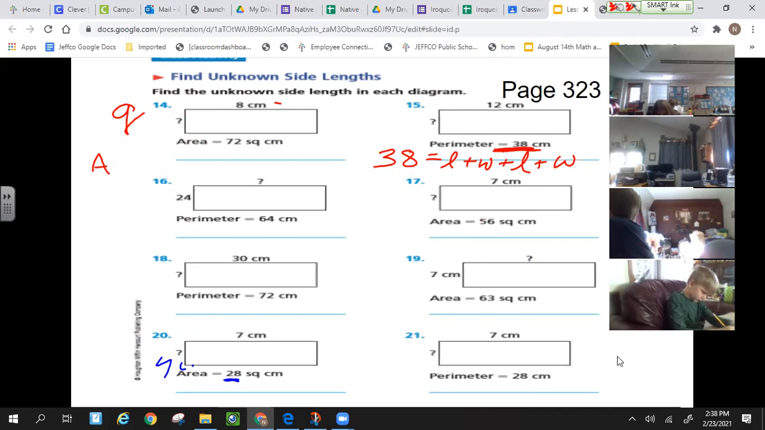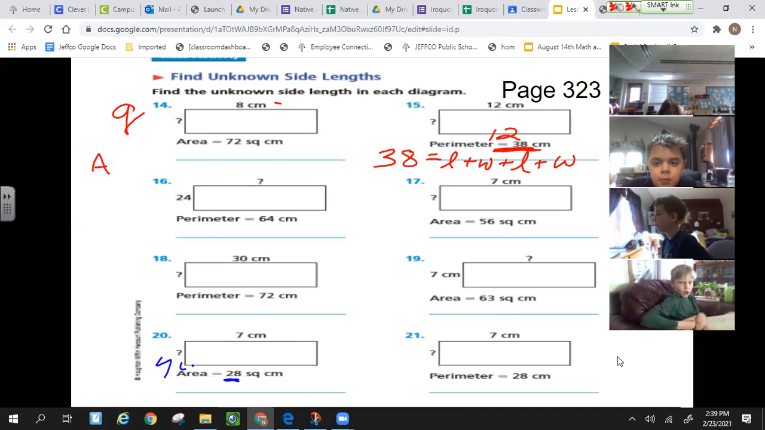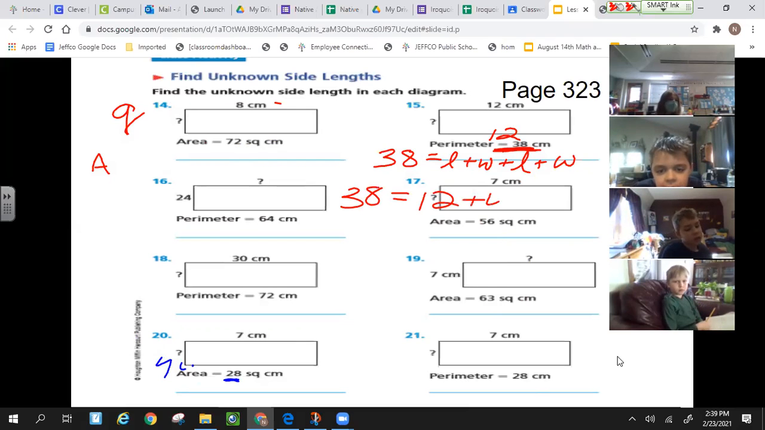If I do 38 minus 12, what is it gonna tell me? You're close, but what do we know? If we know this is 12, what do we know about this side? It's also 12. Go ahead and write that in your math workbook. You're on page 323. So if we know we have 38 equals 12 plus W plus 12 plus W.